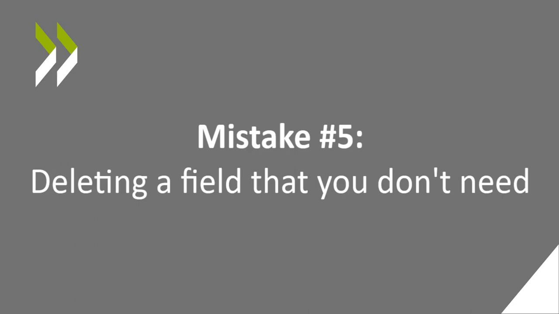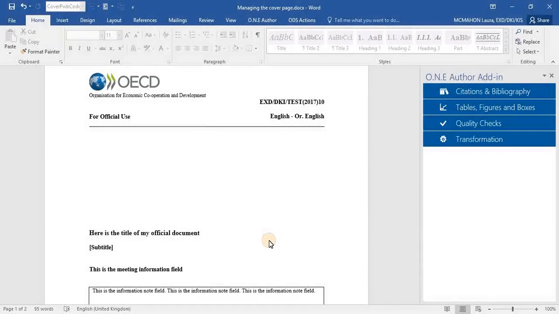Mistake number 5. Deleting a field that you don't need. Let's imagine that you don't need a subtitle. Don't try to delete the sample text. Just leave it as it is, and the sample text will be stripped out automatically when you run the quality checks.